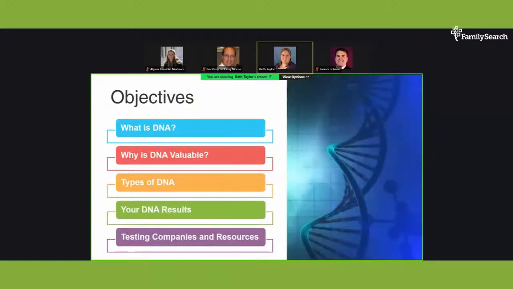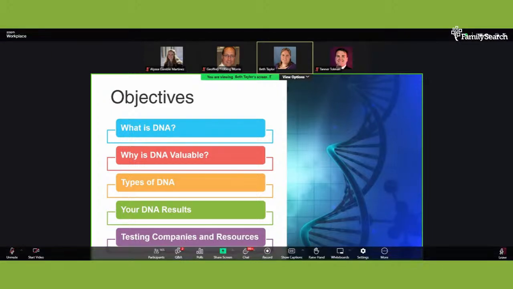So, okay, well, today our objectives were to address a couple things. We wanted to talk about what is DNA. DNA, it's deoxyribonucleic acid. Practice that one more time and then forget it. But it's our genetic code. We addressed why it's valuable, talked about how it's inherited, and it's valuable when we can use it to compare with other people.